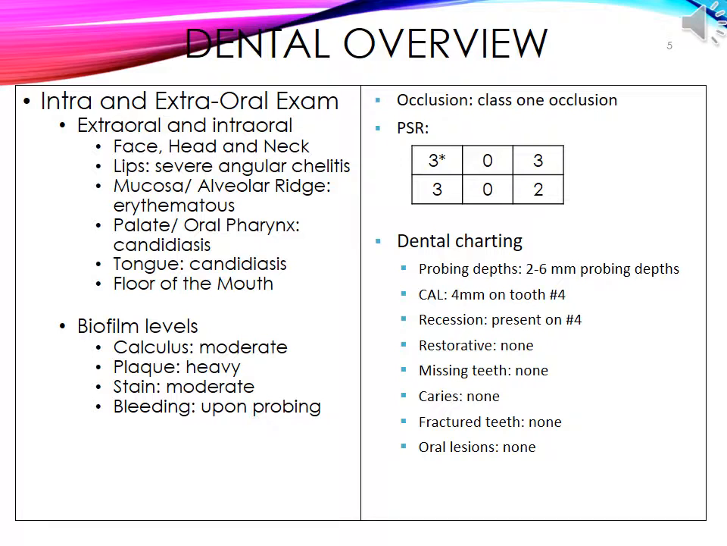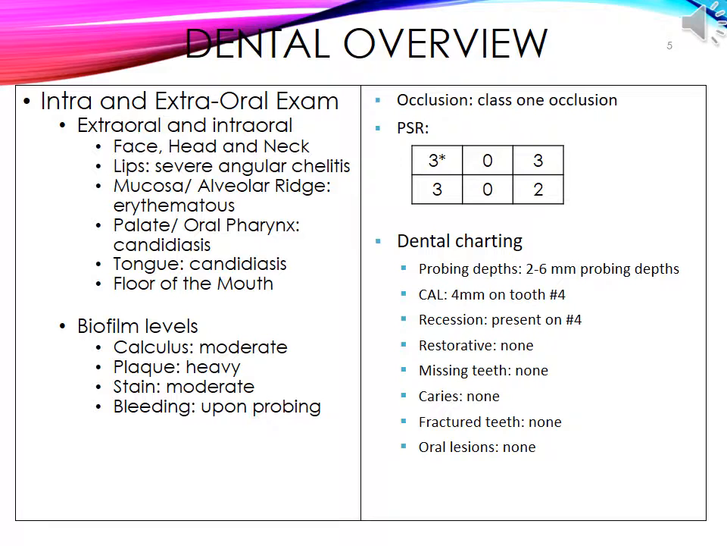A dental overview for the patient is as follows. An intraoral/extraoral exam was done. Lips presented with severe angular colitis. Mucosa and alveolar ridge is very erythematous. Palate and oral pharynx, as well as tongue, have candidiasis infection. Calculus levels are moderate. Plaque, heavy. Stain, moderate, with bleeding upon probing.